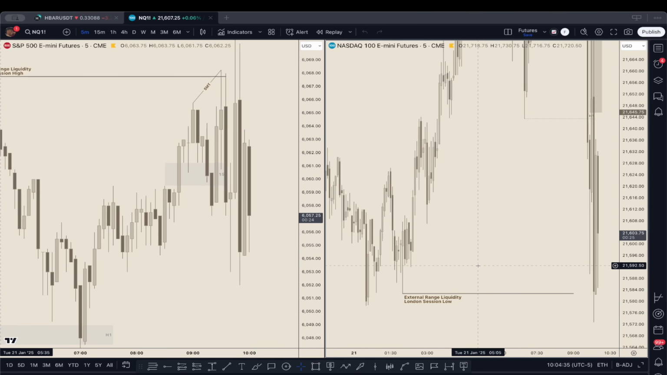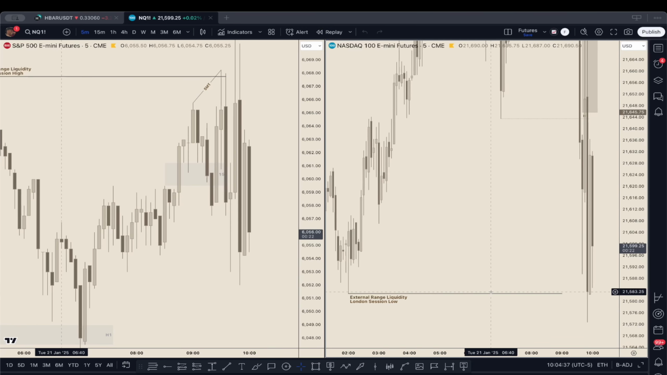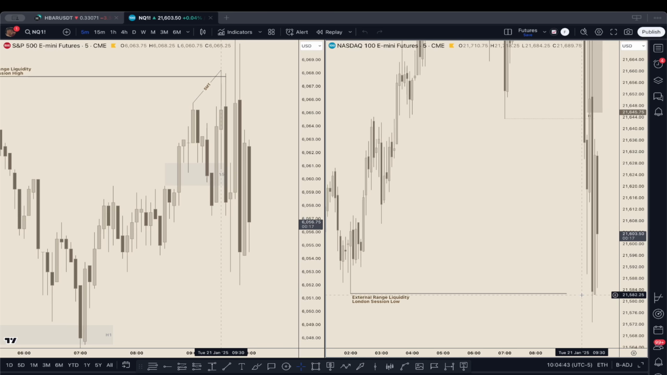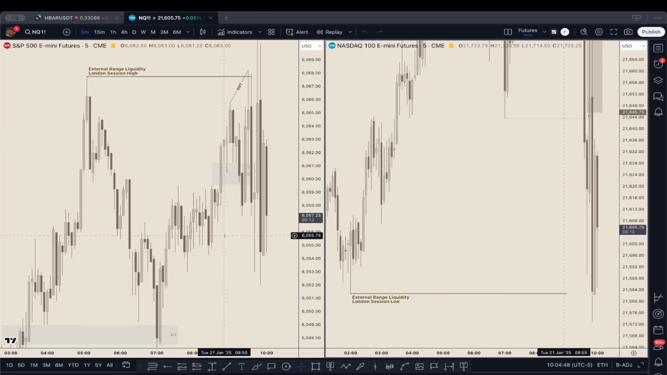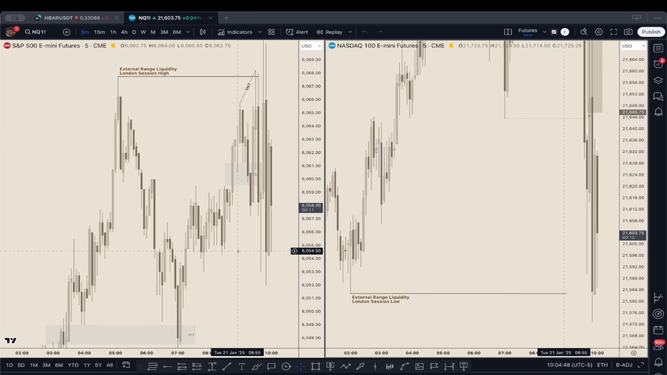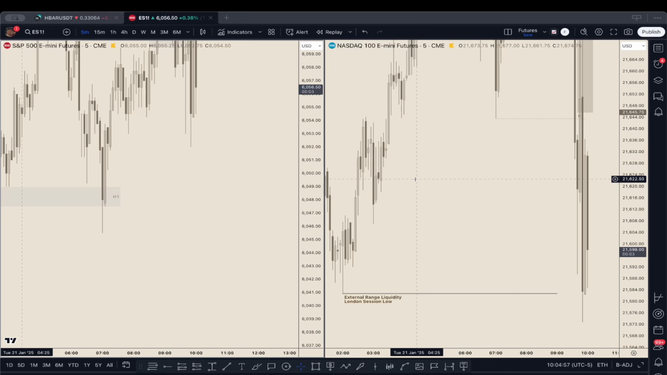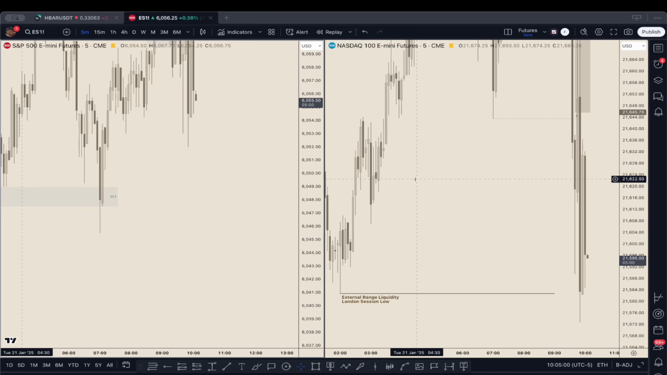Okay, look at that. We actually hit London range low. And at this point now, I don't know what price wants to do, but that was my short position today. The S&P is still a ways away from its London session low, but I'll put the recording on screen for you guys. Beautiful trade today, really fast, and I'll show you that recording.